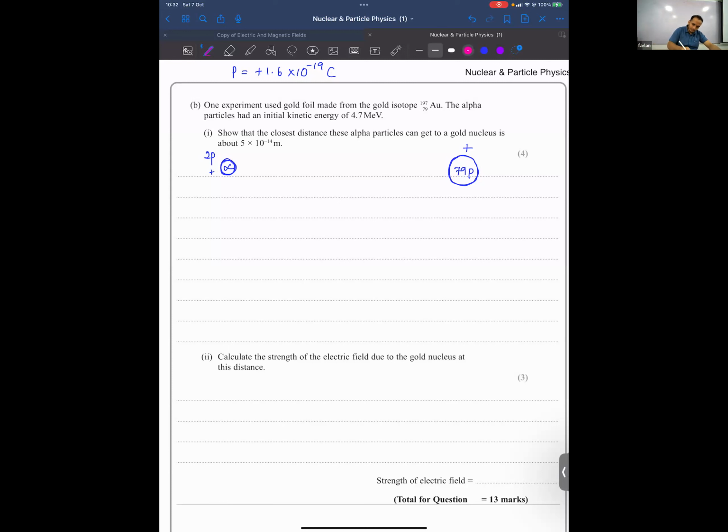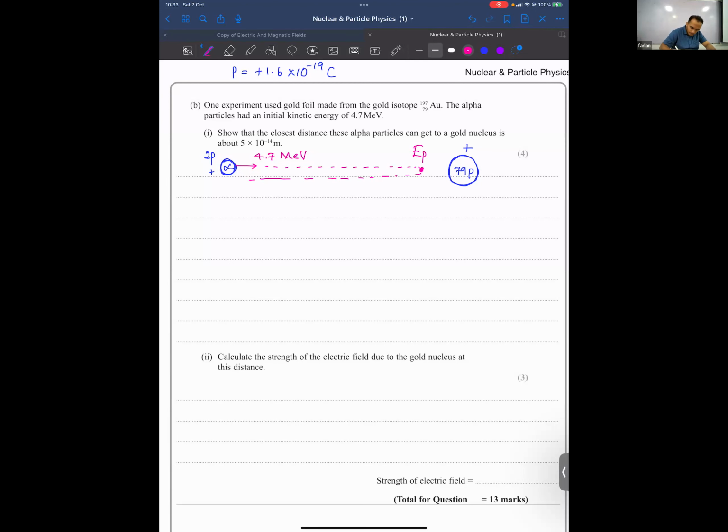Now, these alpha particles are directed with an initial kinetic energy of 4.7 mega electron volts. So they will travel towards the gold nucleus. By the time they travel towards the gold nucleus, their kinetic energy will reduce. And there comes a point where their kinetic energy will become 0. Am I right? So at that point, the entire kinetic energy has got converted to electric potential energy.